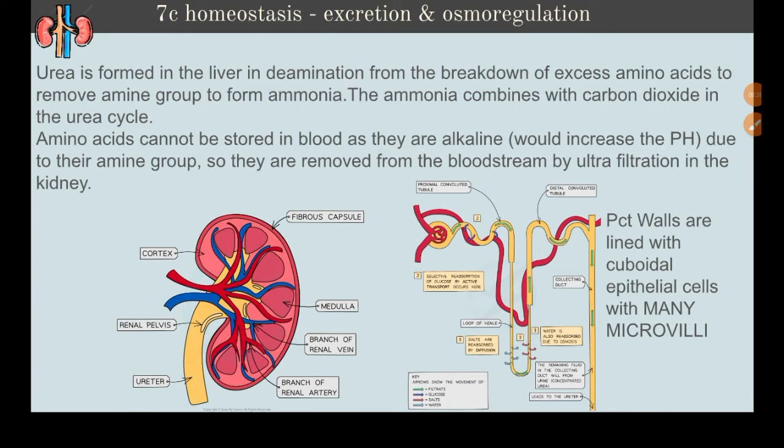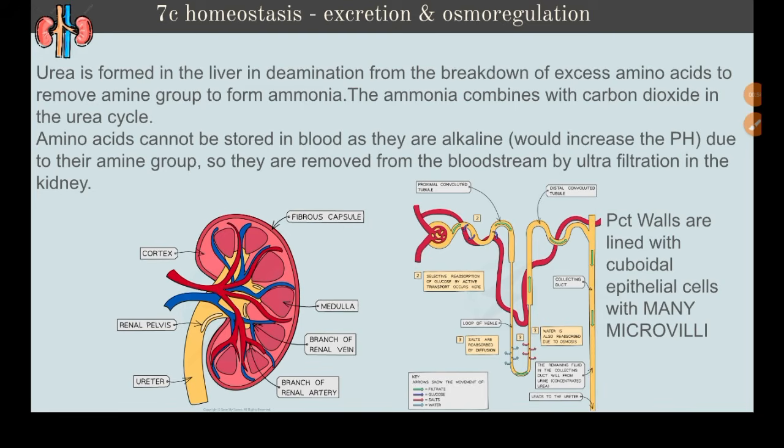Deamination is the name of the process. It's basically breaking down amino acids we do not need by removing the amine group from them. That amine group is removed to form ammonia. That ammonia combines with carbon dioxide in the urea cycle. And then amino acids cannot be stored in the blood because they're alkaline, so they would increase the pH of the blood because they have an amine group.